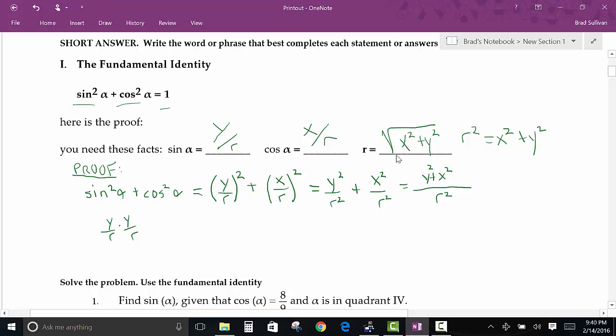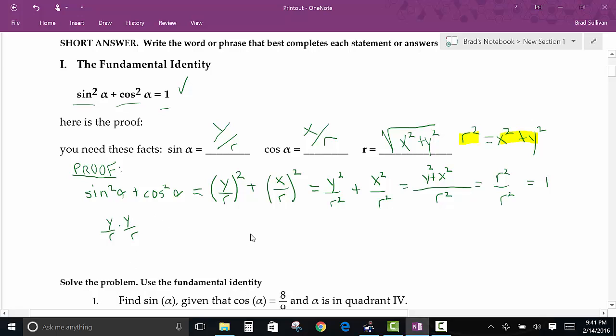Okay? Well, one of the things that you'll notice on this is, what is y squared plus x squared? Well, y squared plus x squared is equal to r squared. So we're going to do just a simple substitution then. Since x squared plus y squared is r squared, we'd have r squared over r squared. So that's equal to 1. And that's what it's supposed to be equal to. So I just proved to you that sine squared of alpha plus cosine squared of alpha equals 1.